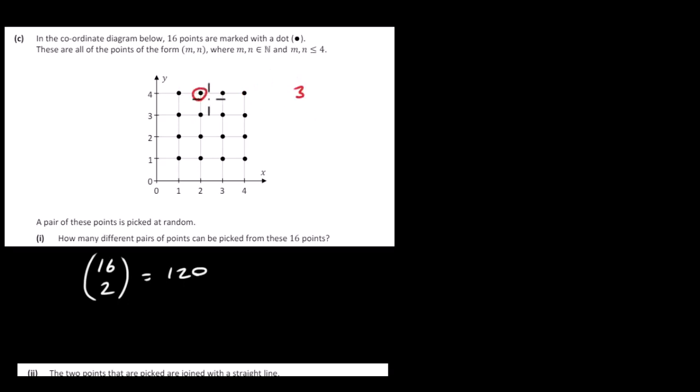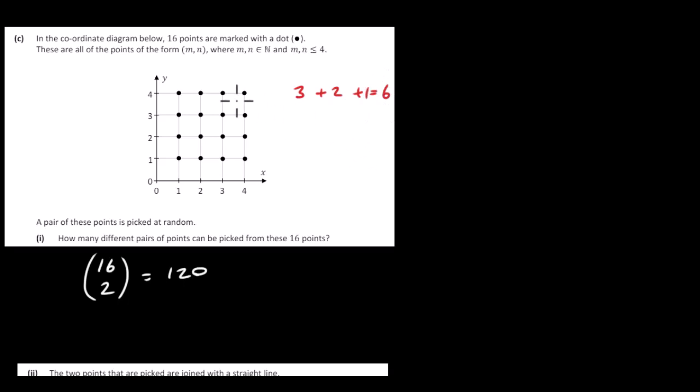We can take this one, and we can't go back again because we've already chosen that one. So we can go here, and we can go here. So that's 2. Then we can pick this one. The only one we can join that to is this one here. So that's 1. So that's a total of 6.